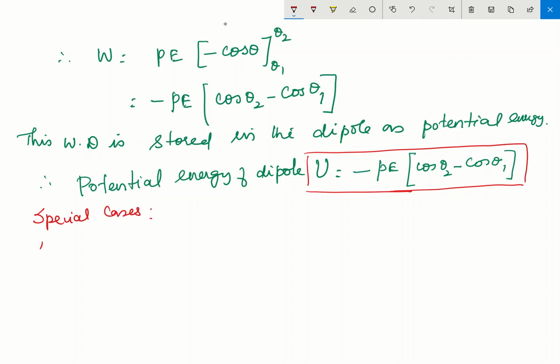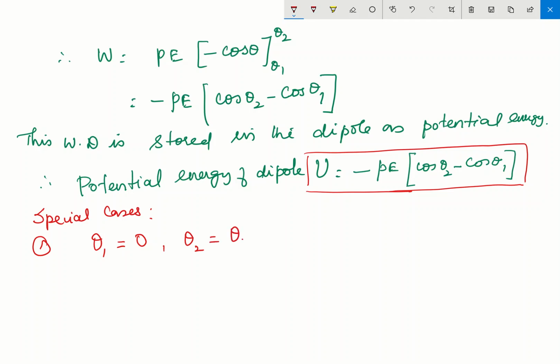Number 1. See, when the dipole is initially aligned in the direction of the electric field. Therefore, initially, what is theta 1? The initial angle is theta 1, and it is 0, because it is aligned in the direction of the electric field. Now, I want to rotate it through an angle theta. From there, I want to rotate it through an angle theta. Therefore, theta 2 is equal to theta.